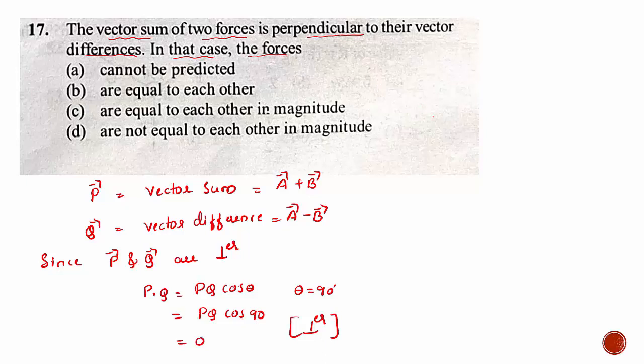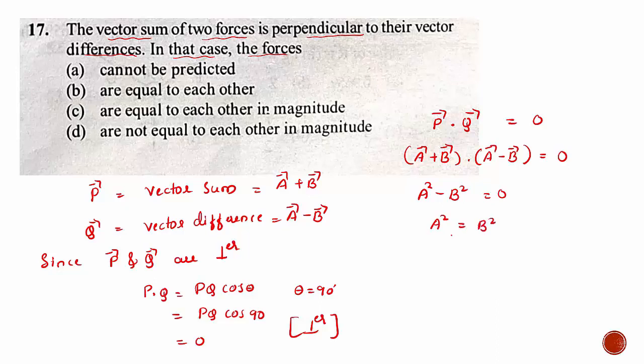Right? So what does it indicate? Vector P dot vector Q is equal to 0. Vector P means A plus B, into A minus B, is equal to 0. We can write it as A square minus B square equal to 0, or A square equal to B square, or we can write mod A equal to mod B. This is the conclusion.